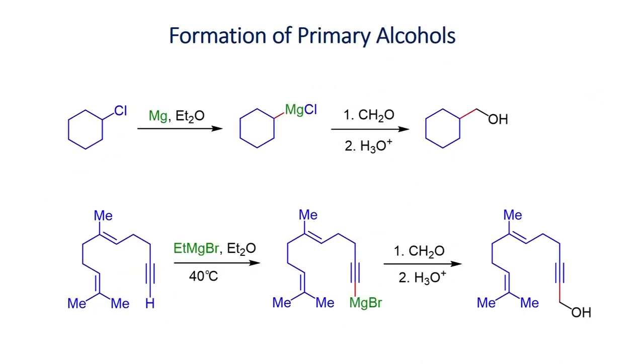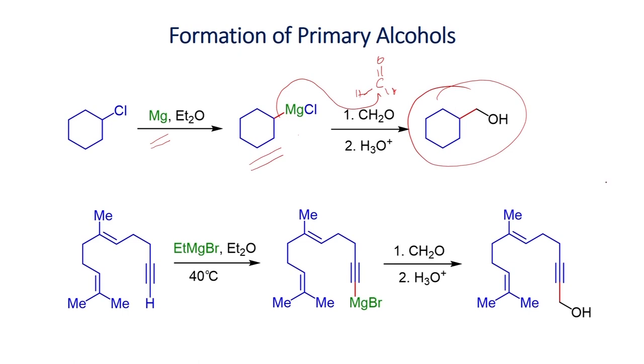Now, let us look at the application of Grignard reagent for the formation of primary alcohol. If you have an alkyl chloride, for example here cyclohexyl chloride, which can readily undergo reaction with magnesium, you will be able to form this cyclohexyl magnesium chloride. Once you form this one, it can readily undergo reaction with formaldehyde as shown here, and you will be able to generate this primary alcohol as the product.